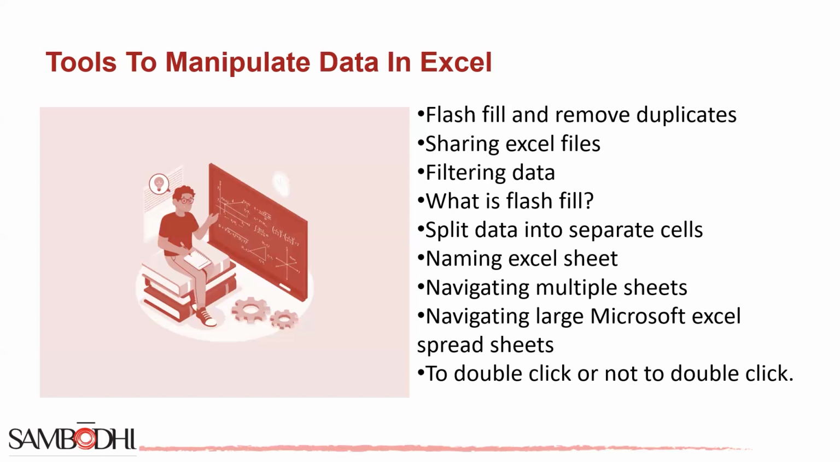Type the first entry, then fill down. Click on the AutoFill Options smart tag. Select Flash Fill, which is only available since version 2013 forward. Then split data into separate cells.